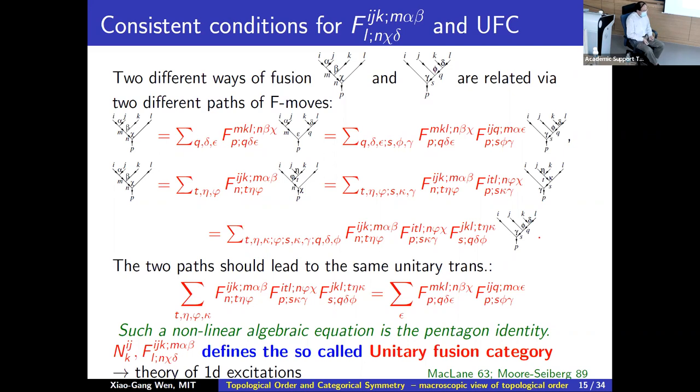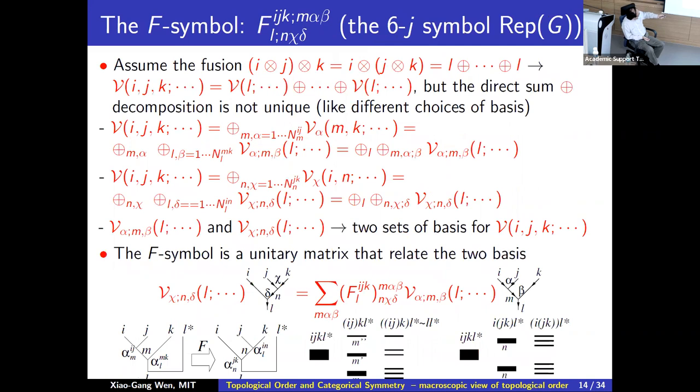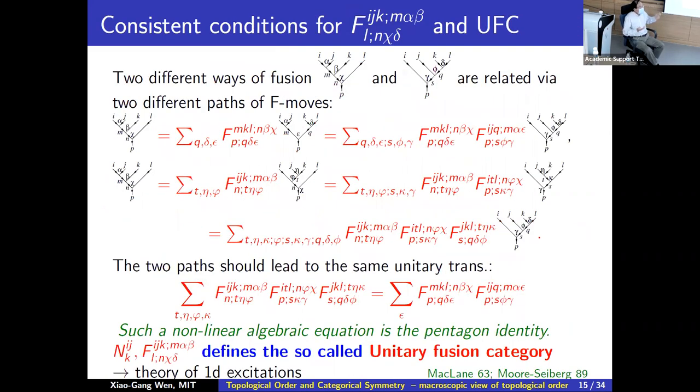Is this pentagon identity different from associativity in a group? It is associativity, exactly. The F symbol is the associator. We fuse IJ first or fuse JK first, and they are related. It's all related to associativity, and this pentagon identity is a consistency condition on the associator.